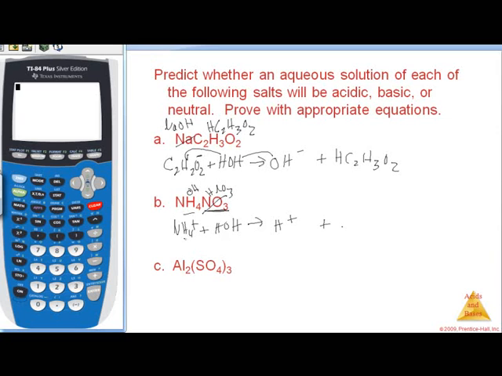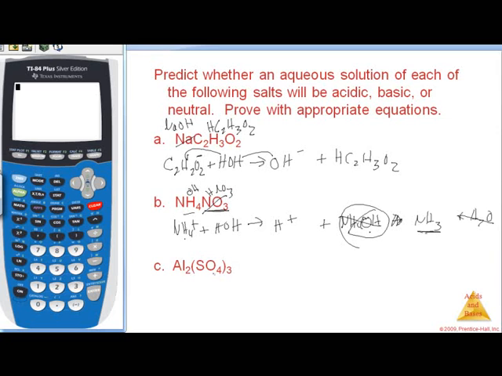And this actually would produce NH4OH, but one of the things you need to know is that that immediately decomposes into NH3 and water. And because this is already in water, I don't need to show more water here. So I really end up with H plus NH3. Okay, this always immediately decomposes. And this is what you get.